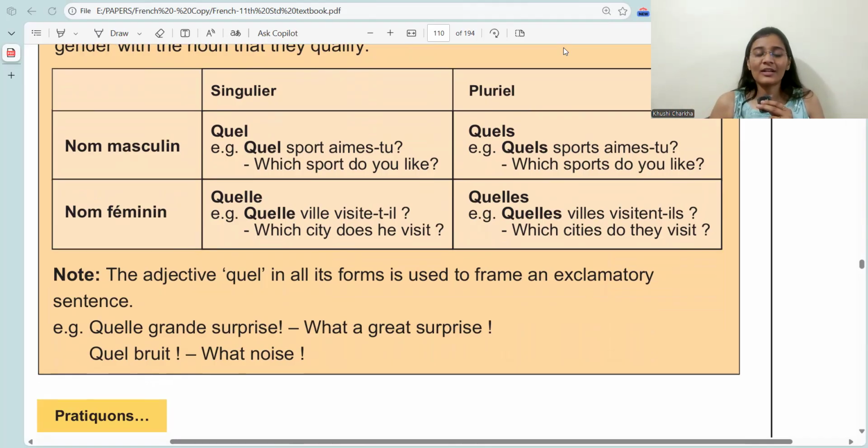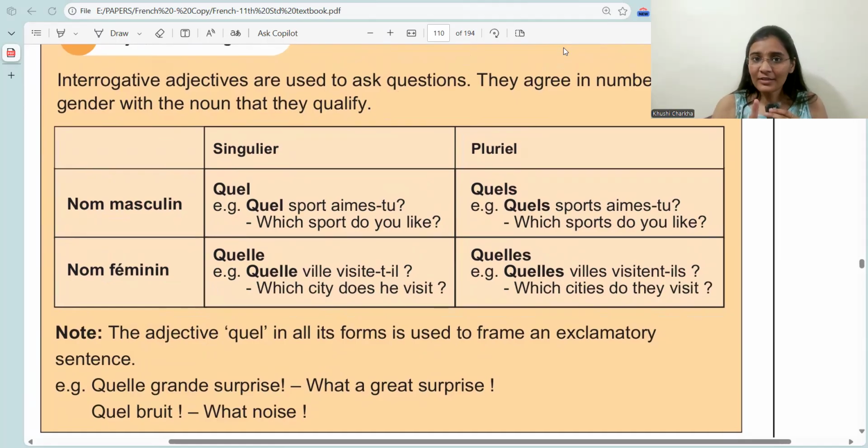Same goes with French. Quel is usually an interrogative word only, but to exclaim about something, you can use quel in an exclamatory sentence also. For example, quelle grande surprise! What a great surprise! Quel bruit! What noise! A pretty much easy topic, pretty scoring topic.